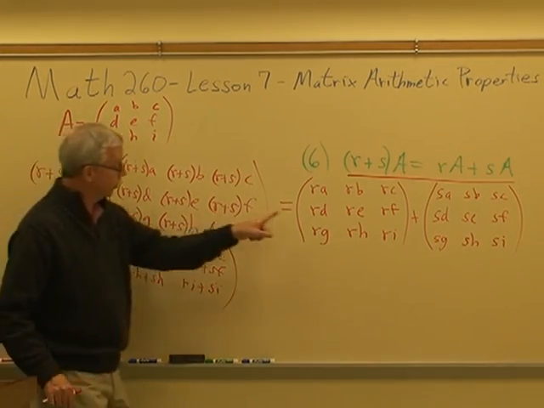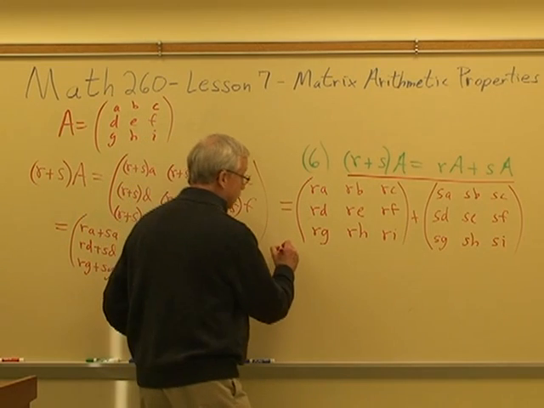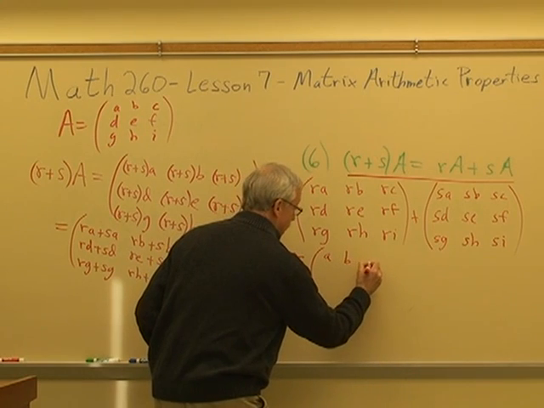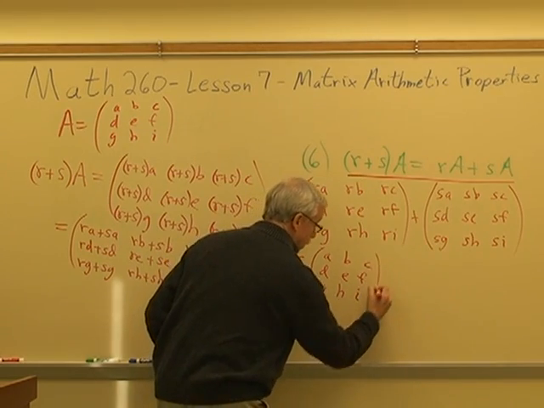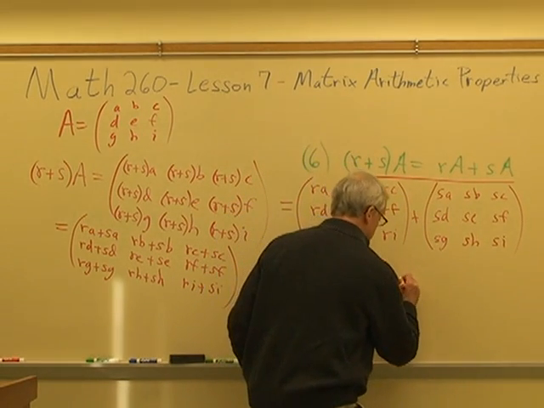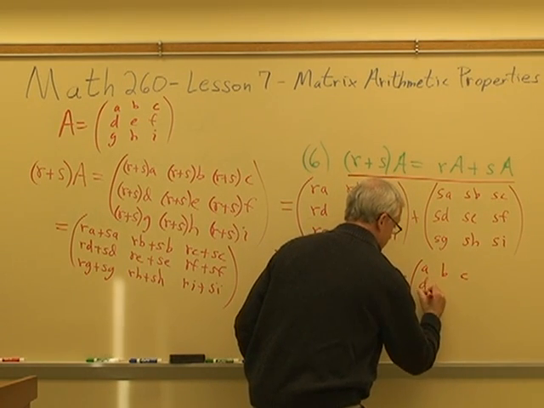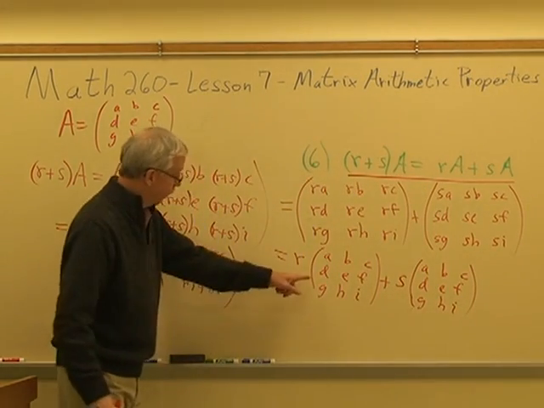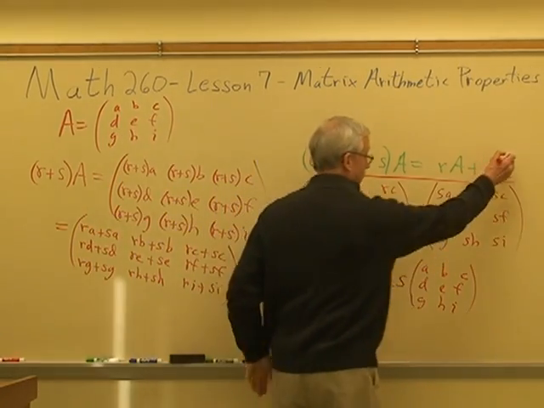But now I can do one more thing, because there's an R in every single one of these elements. I can factor it out. That's the same as R times the matrix, plus I can pull the S out of this matrix since every single term there has an S in it. But what is this? This is just R times the matrix A plus S times the matrix A, which is what we wanted to prove.